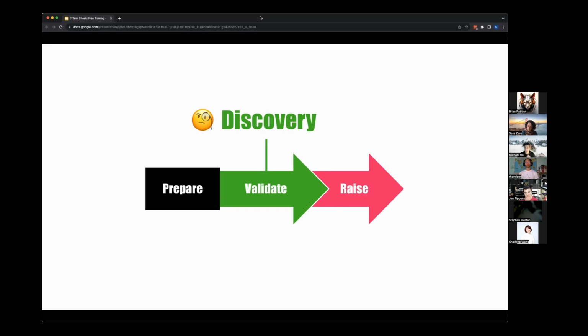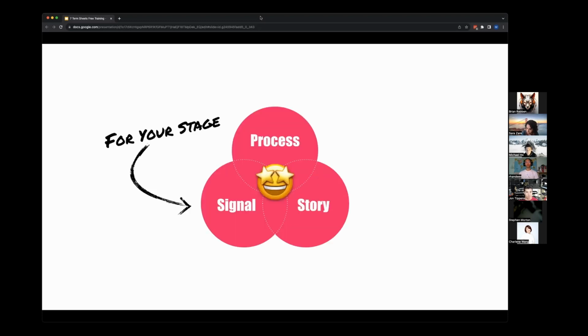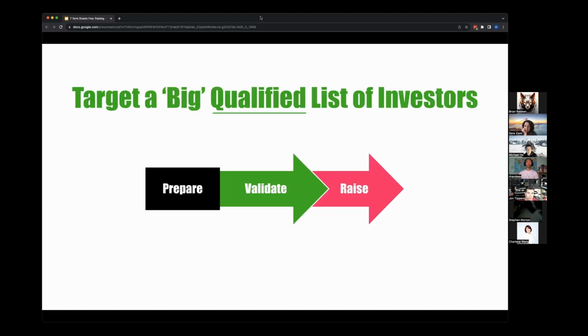And each type of investor has a different set of criteria that they're looking for. And so we need to understand what the different types of investors that we're going after are looking for. It's really important to understand the signals that you need to show for your specific stage. So this is part of the discovery process that you want to go through.